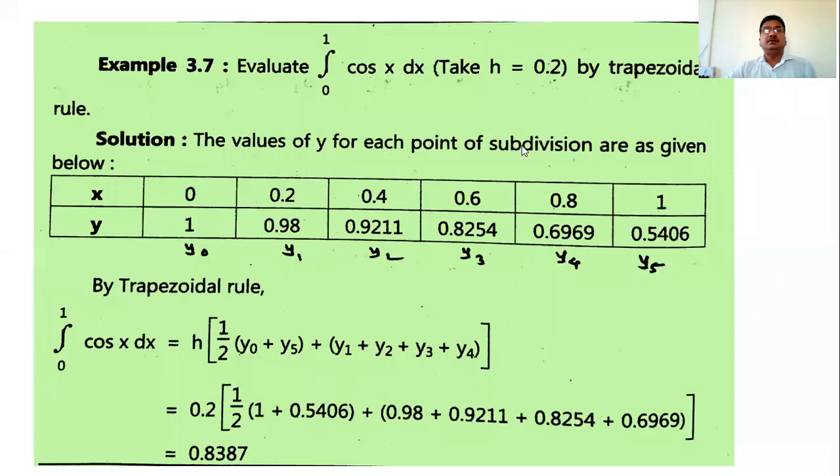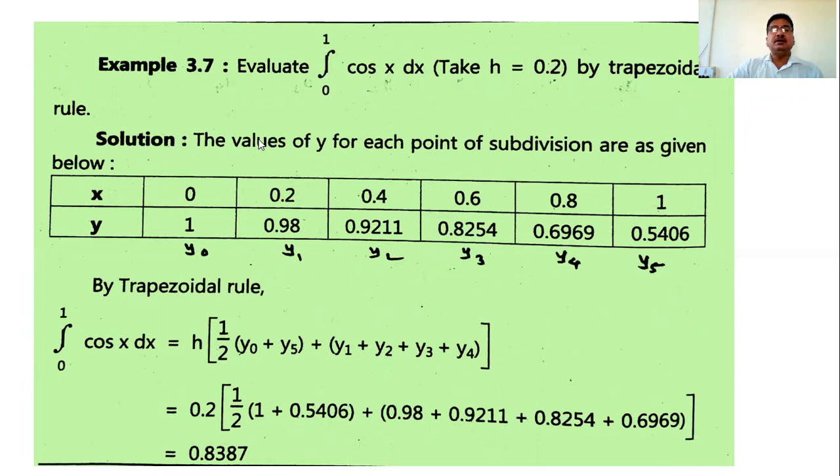Next problem on the trapezoidal rule. Evaluate the integration from 0 to 1 of cos x dx. Here is the instruction: take h equal to 0.2 by using the trapezoidal rule. That means we have to divide this interval 0 to 1 by taking h equal to 0.2.